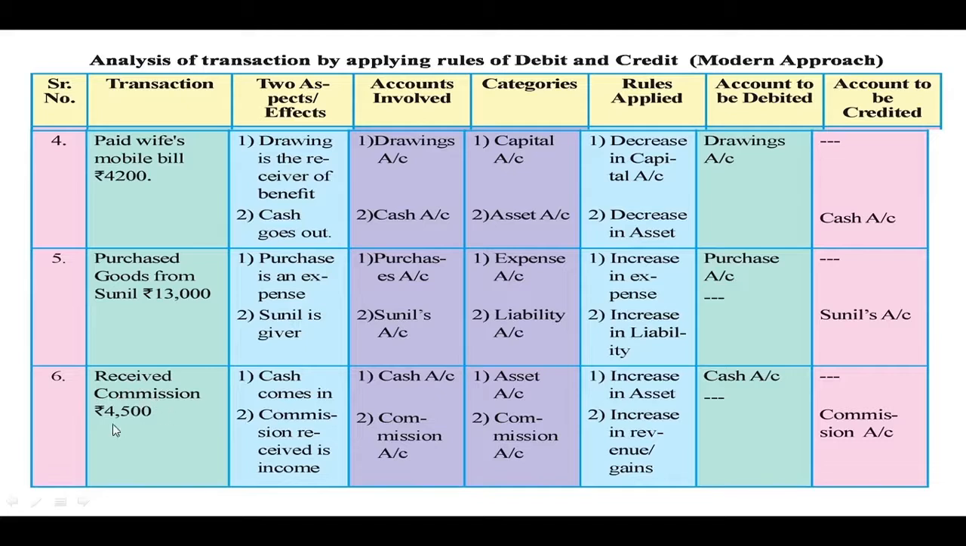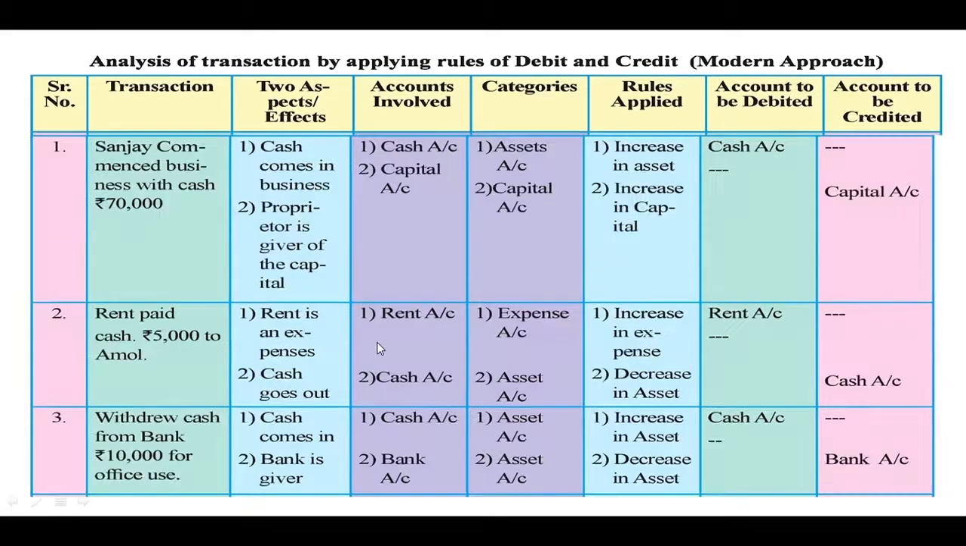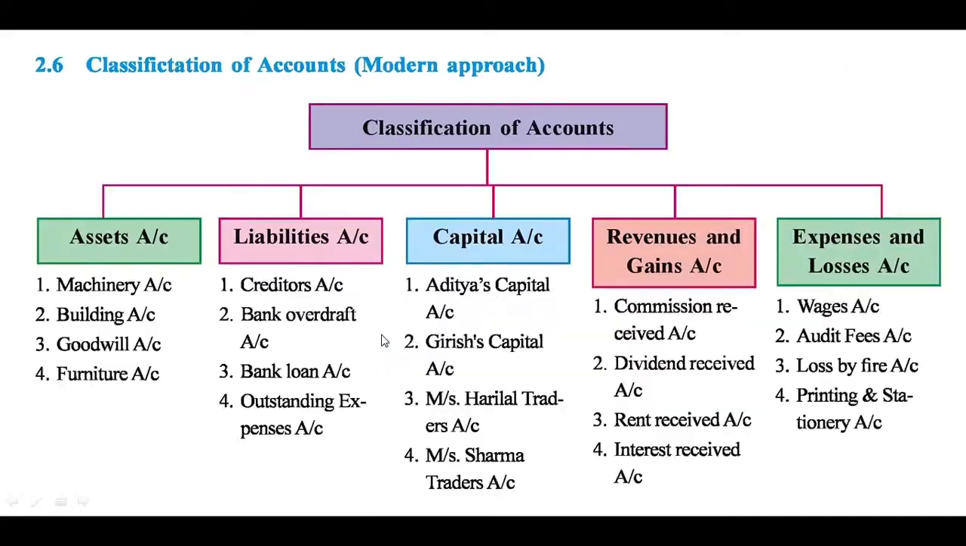Next, received commission rupees 4,500. Two aspects of the transaction are cash comes in the business. When commission is received, cash comes in the business. And commission received is the income for the business. So two accounts which are involved in this are cash account and then the commission account. Cash account comes under the category of the asset account. And as per the chart, we will check the chart now. As per the chart, commission received comes under the category of revenues and gains. Here you can see commission received account is written here.